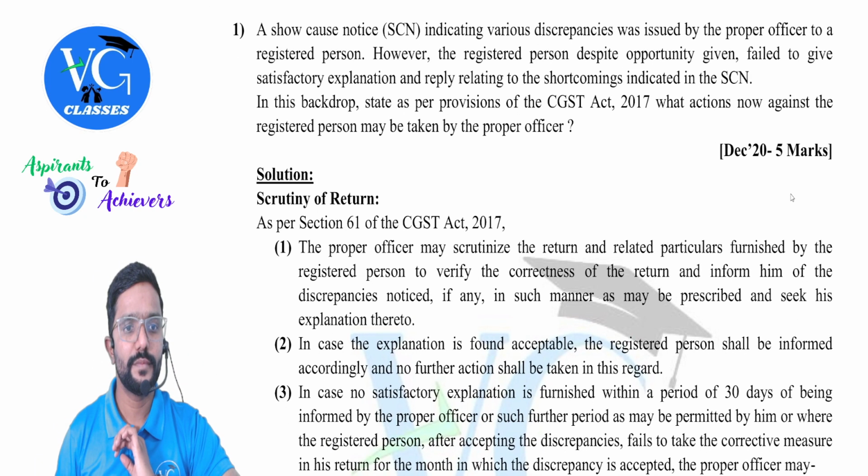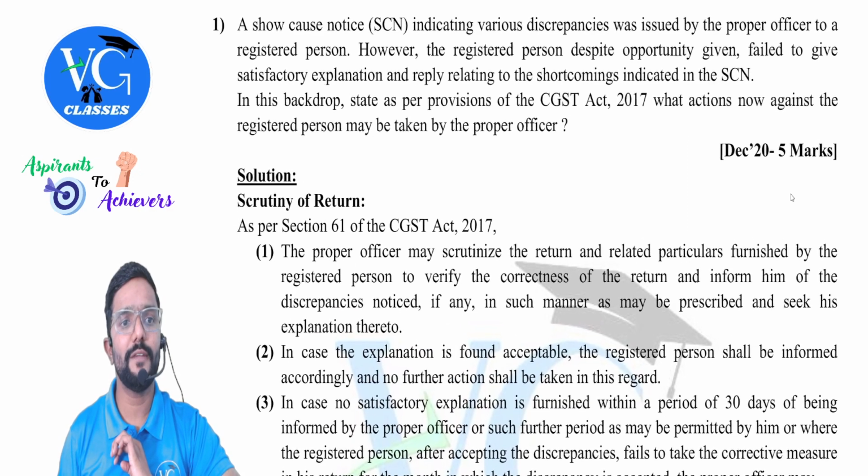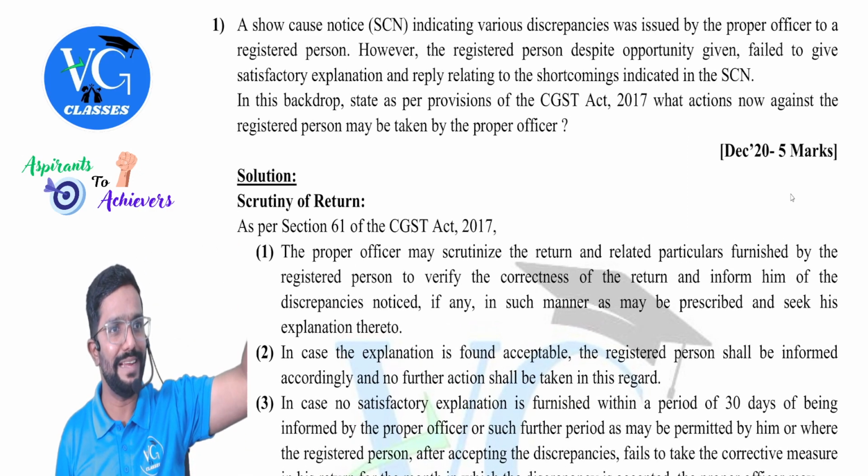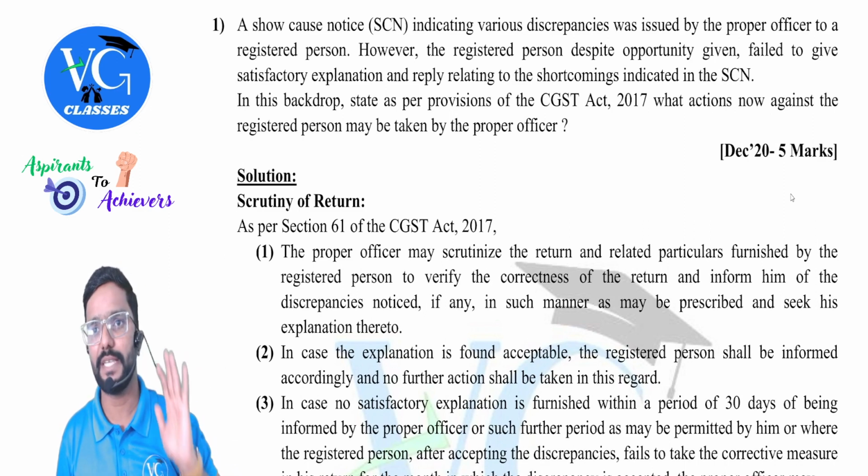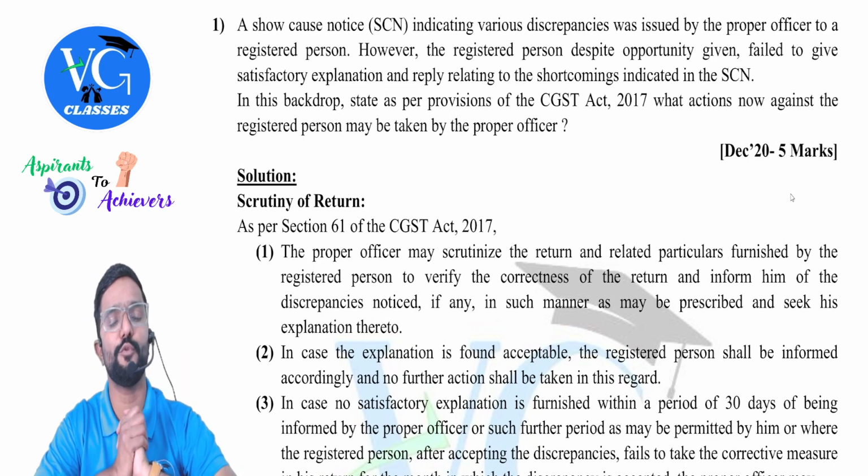Question number 1. And please be careful, these questions will not be included in the question bank. These questions will be in the supplementary study material only, as it is an additional topic for you.